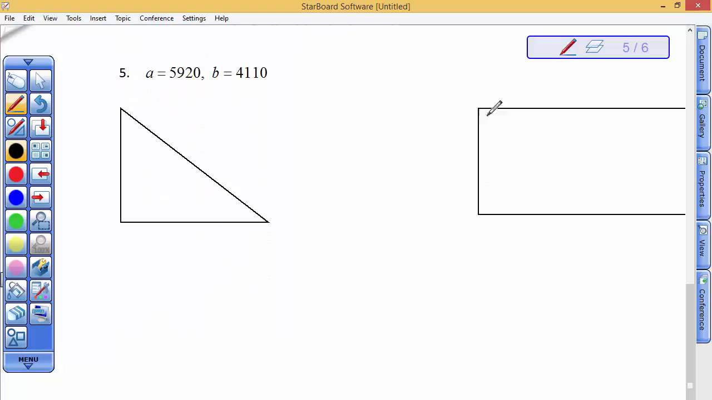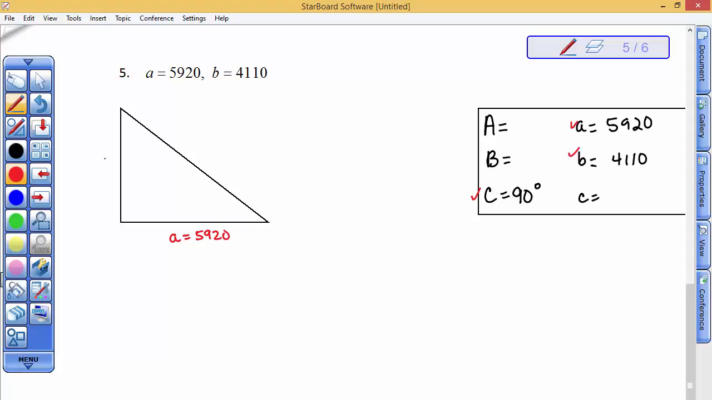So I've been given two sides, so I'll just go ahead and fill in these letters. And so side A is 5920 and B is 4110. I've been given the 90-degree angle. So get yourself all set up. Also, you've been given the two legs. The way I've drawn this one probably looks like the longer leg. So let's let it be A, because A is the 5920. And let's let B be the 4110.